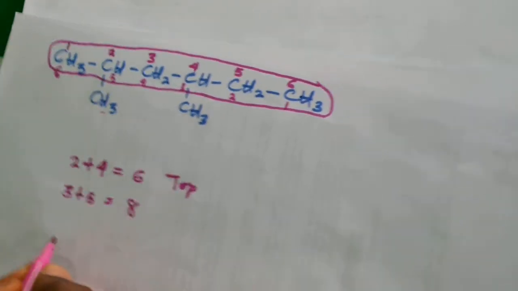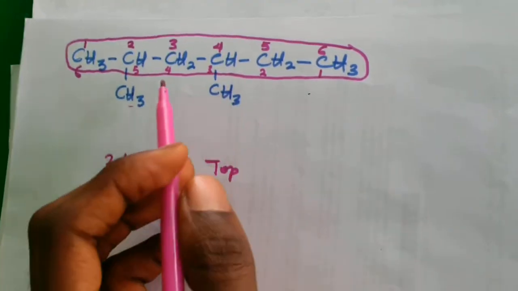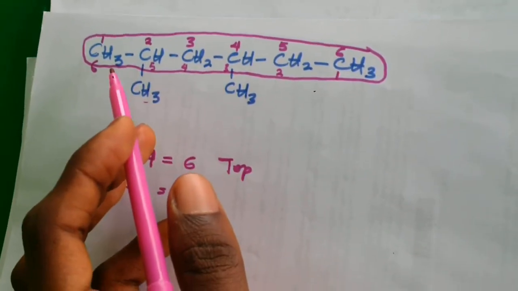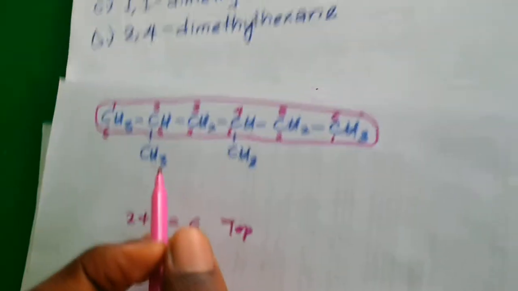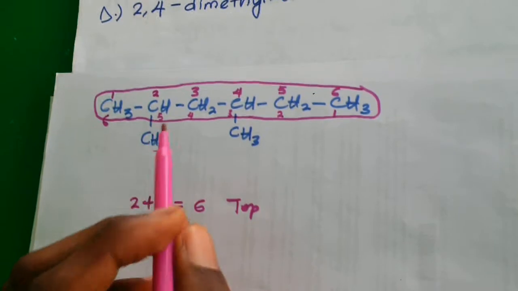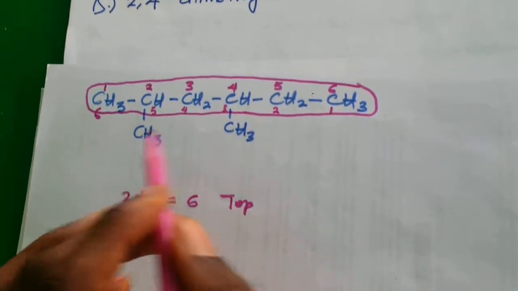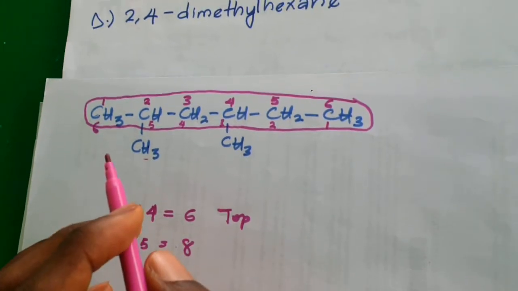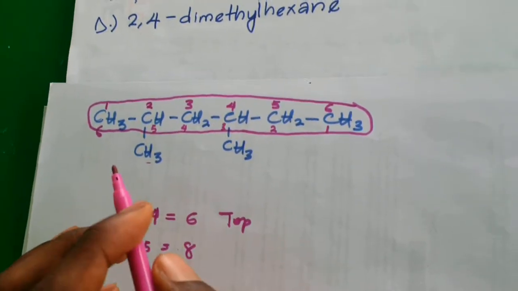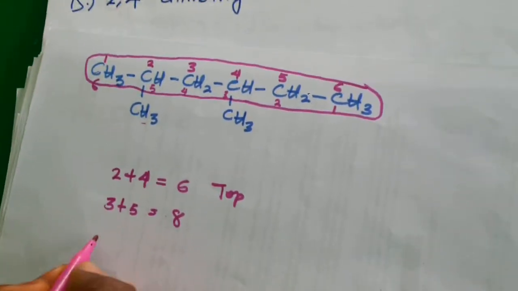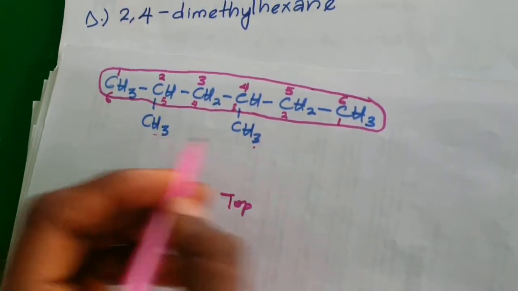then followed by the suffix. Now looking at this compound, it has only single bonds. And like we said in the other video, if it's only riddled with single bonds, it will make it an alkane. If it's double bonds, it will be an alkene, and if it's triple bond, it will be alkyne. So our prefixes will be these two substituents.